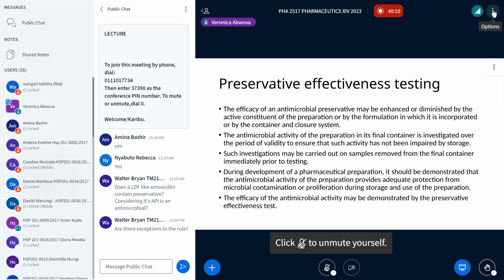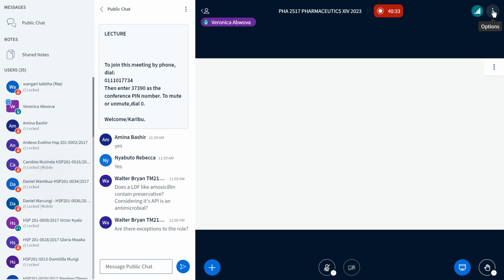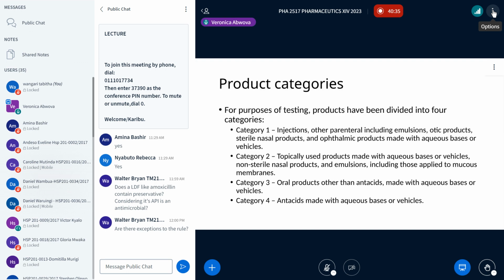During development of a pharmaceutical preparation, it should be demonstrated that the antimicrobial activity of the preparation provides adequate protection from microbial contamination or proliferation during storage and use of the preparation. The efficacy of the antimicrobial activity may be demonstrated by the preservative effectiveness test. So when you're testing preservatives, products are divided into different categories. We have categories 1, 2, 3 and 4.